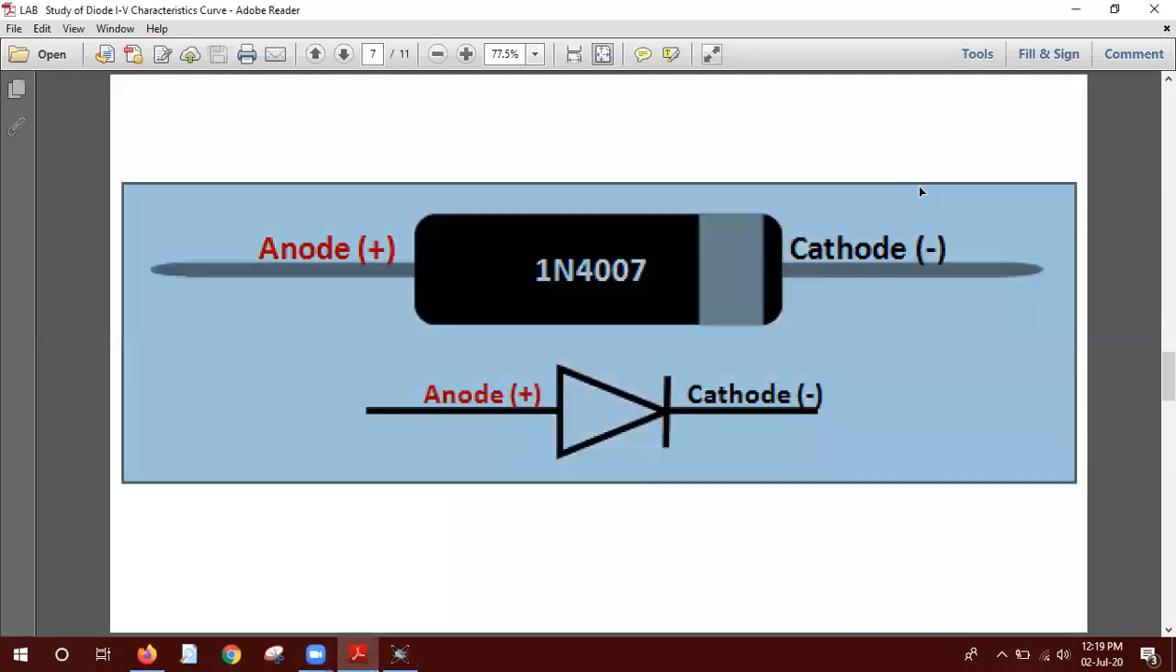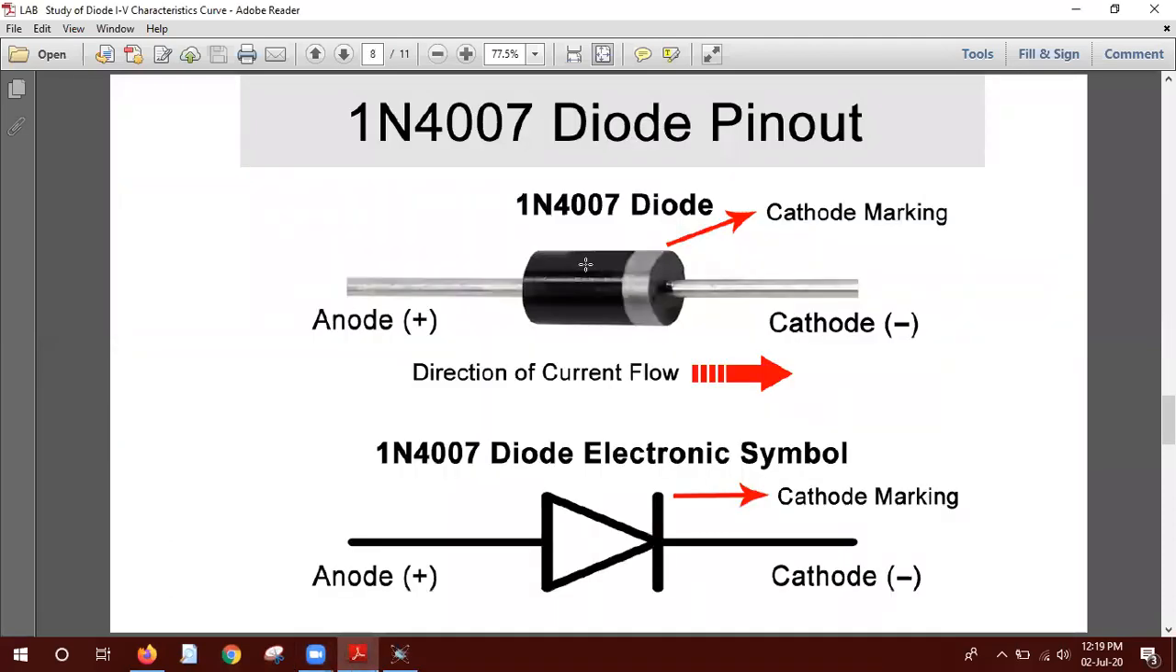Let me have much more. You see, this is much more clear. Is it clear, my student? Yes, sir. You see that this is the closer image of a diode.